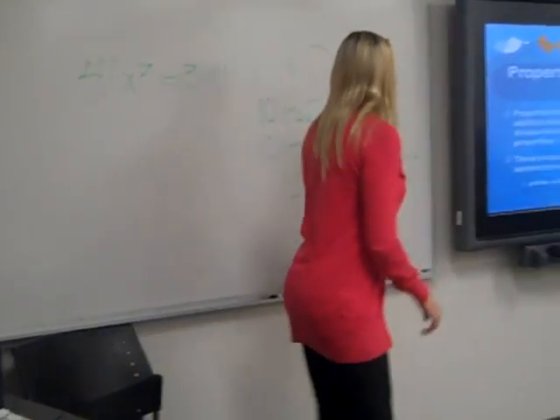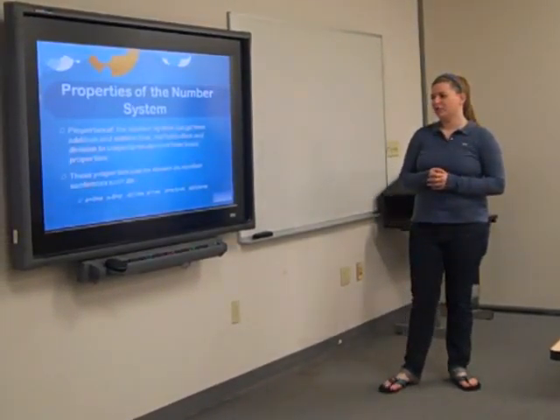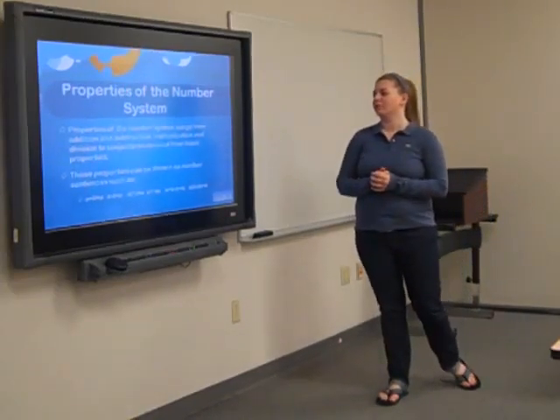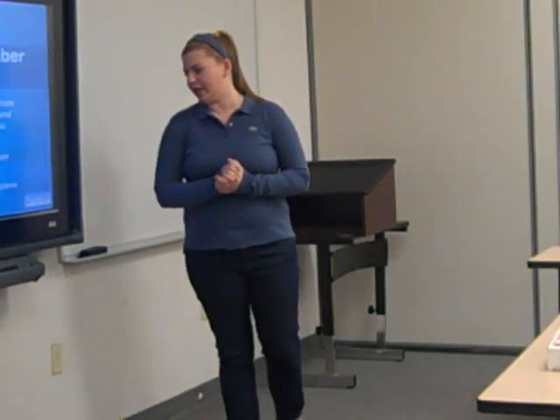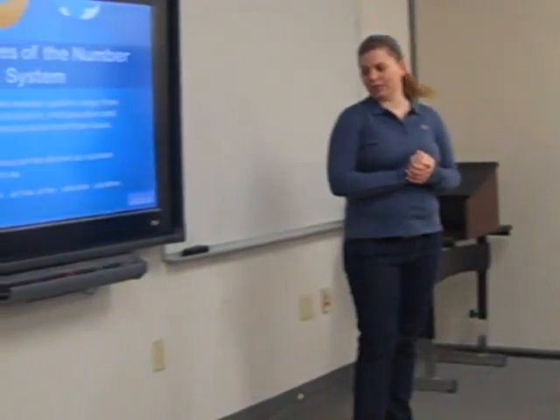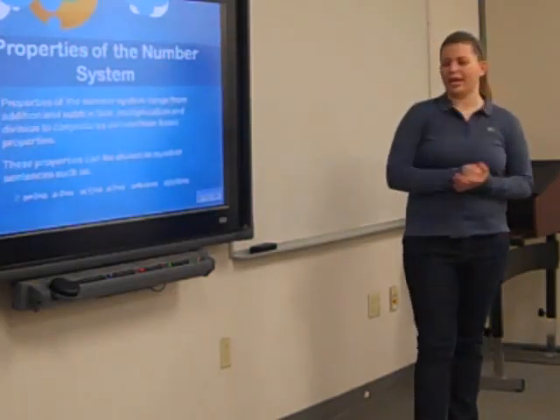Properties of the number system. Properties of the number system range from, as we said before, addition and subtraction, multiplication and division, to conjecture, which are conjectures derived from basic properties. These properties can be shown as sentences such as a plus 0 equals a, a minus 0 equals a, a times 1 equals a, along with a divided by 1 equals a. Then the next one would be a plus b minus b equals a, and a times b divided by b equals a.